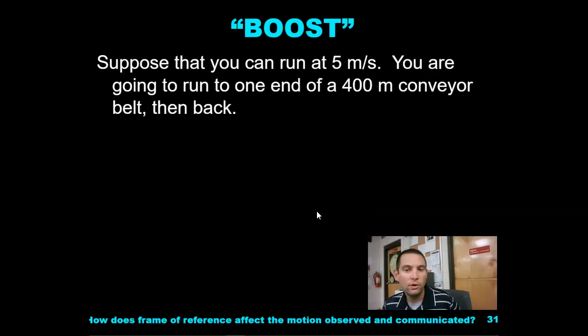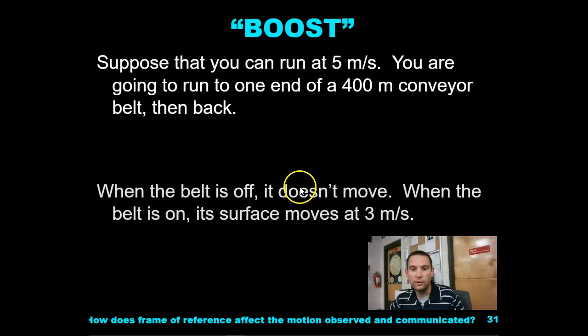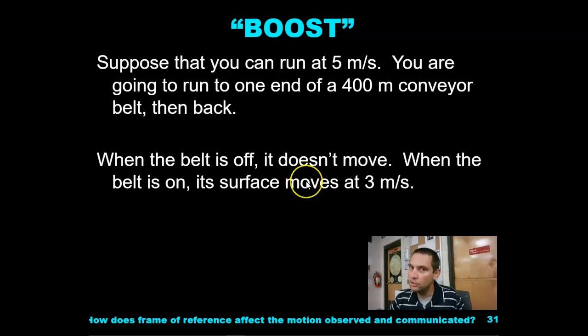Boost! Mario. Suppose that you can run at 5 meters per second. You're going to run to one end of a 400-meter conveyor belt, then back. This is a situation, if you've ever been to Universal Studios, then you've walked there from the parking garages, and when you're walking there, they have the moving sidewalks. This is the moving sidewalk effect. So hopefully you've played around with it and you've noticed it. When the belt is turned off, it doesn't move. When the belt is turned on, the surface moves at, let's say, 3 meters per second.